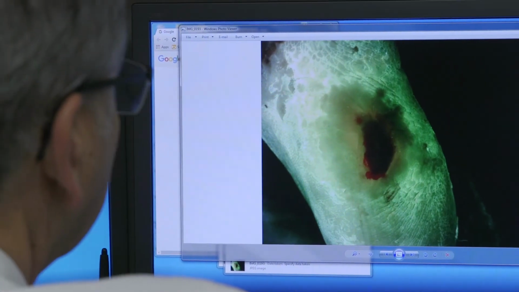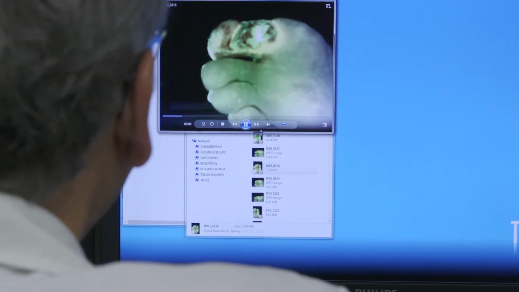The role of imaging in wound care is critical. It's essential that these wounds be documented, and the imaging can actually help diagnose what's going on with the wound, and it's a way of documenting progression of the wound.